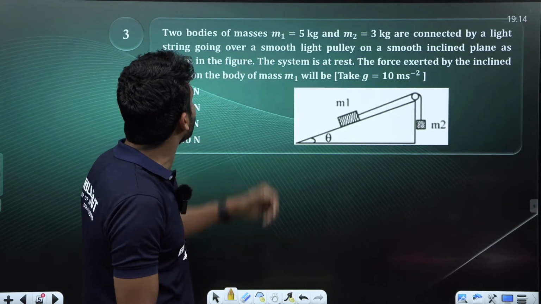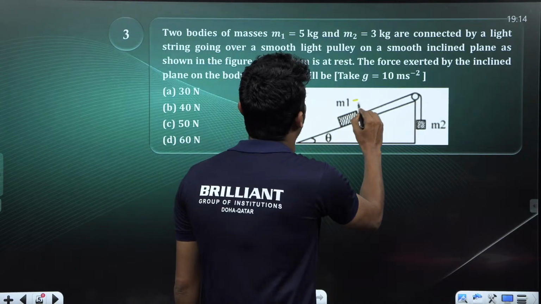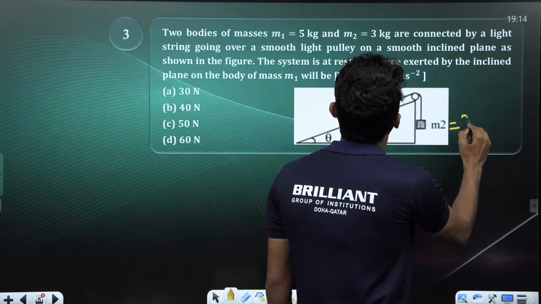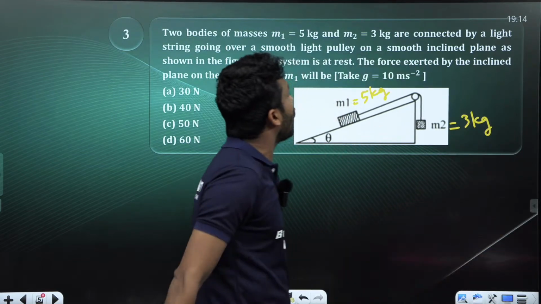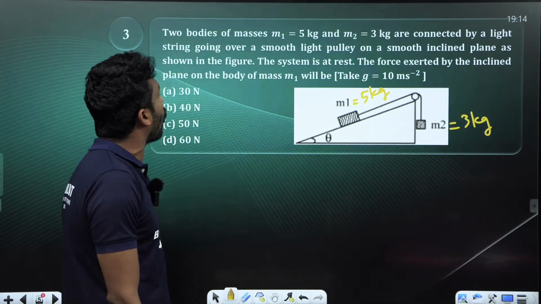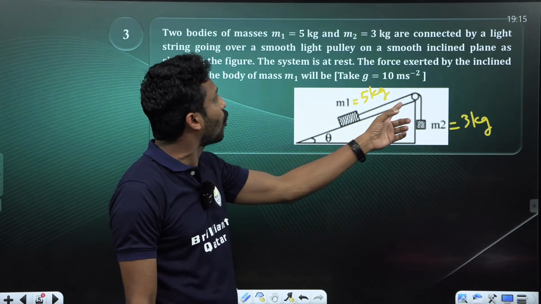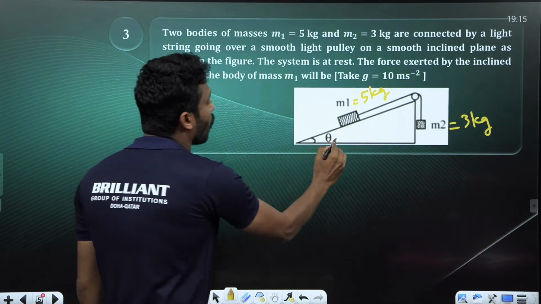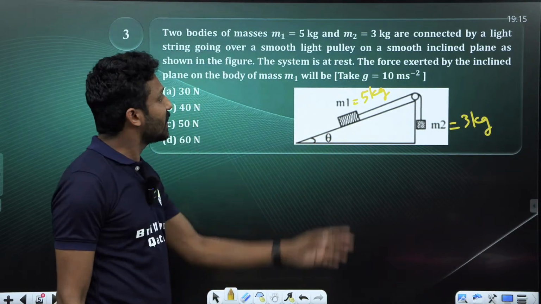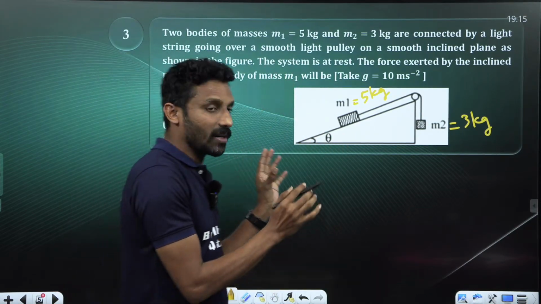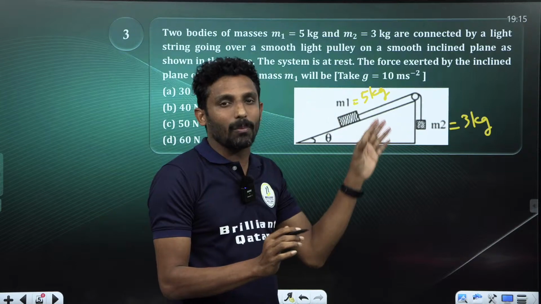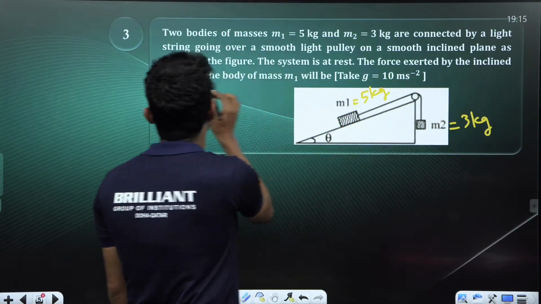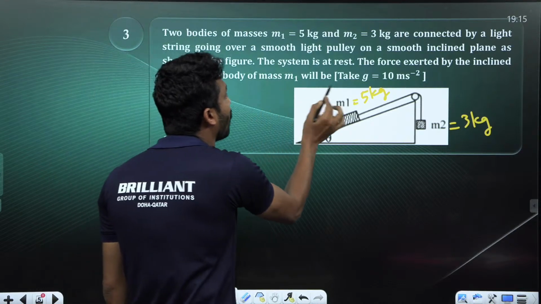Two bodies of masses M1 equal to 5 kilogram and M2 equal to 3 kilogram, given in the question, are connected by a light string going over a smooth light pulley as shown. Now this is an inclined plane of inclination theta. The system is at rest. System is at rest means the net force on the blocks is cancelled. Clear?